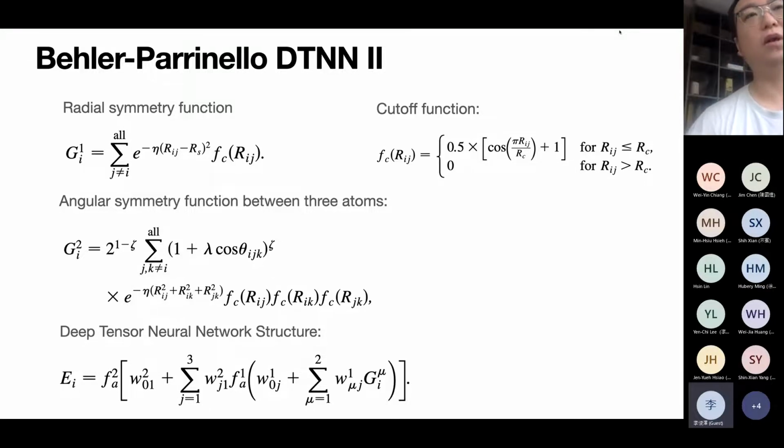Now that we have gotten G1, G2, what do we do? We feed it into the feed-forward neural network S_i, and S_i will give us E_i. So let me explain what the notation means. F1 and F2 are the activation functions for the two layers. W is a matrix with some weights. W1 of mu j is the first neural network layer, a matrix times G mu, which is the input function. And W1 subscript 0 is some bias term.